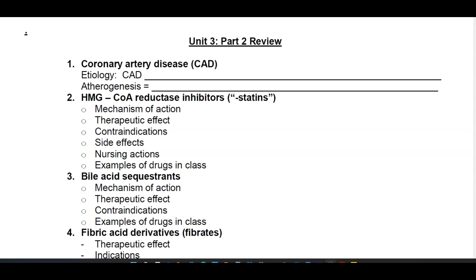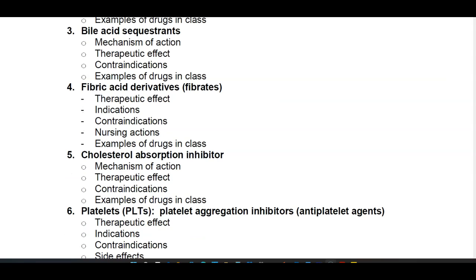Examples of drugs in this class. What you need to remember are your prototypes, or the generic names of your prototypes, which here are atorvastatin and simvastatin. Next are your bile acid sequestrants. Bile acid sequestrants are actually second line after the statins, or are used in conjunction with the statins. Mechanism of action.